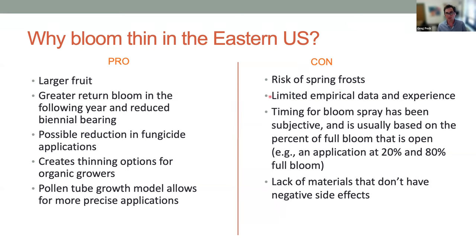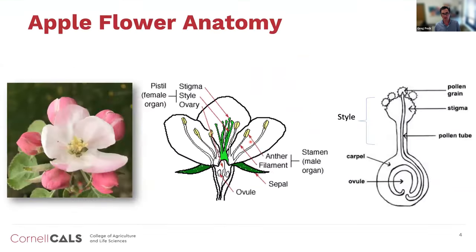Every year we think about how that might affect bloom thinning. We haven't had a lot of experience with it, and a lot of the timing was fairly subjective, based on the percent of full bloom open: 20%, and then a second application at 80% was the old rule of thumb. It worked sometimes, it didn't work other times. I think it was because it wasn't based on the biology of the plant, just on a visual: how many petals are you seeing in an orchard? And the materials that we have for bloom thinning tend to be caustic and can cause things like russeting.